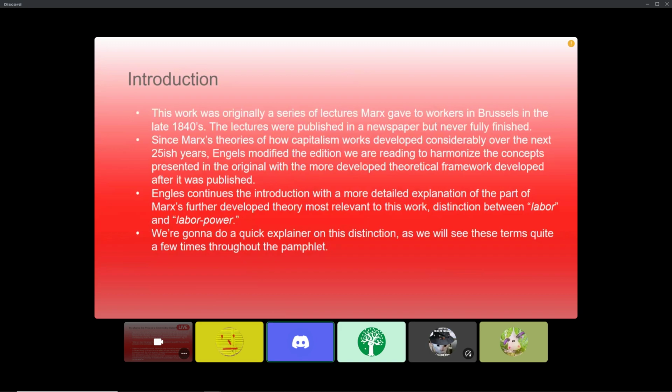Engels, the person writing the introduction, lets us know that since he gave those lectures, Marx has developed his theories a little more. And so he's letting us know that, hey, this text isn't the original, but we've harmonized it with our current understanding of capitalism and all of these concepts. He tells you that this isn't the original written work, but that the changes we made are good.